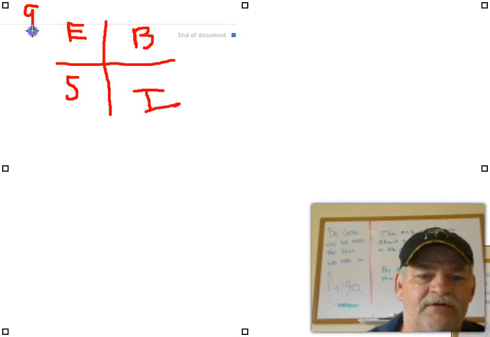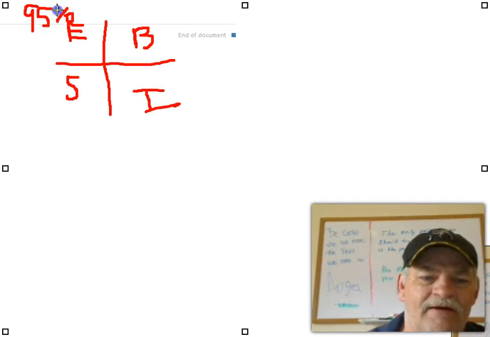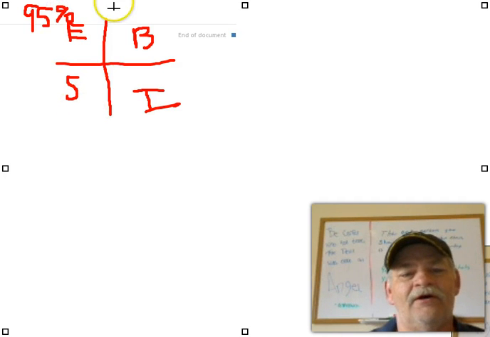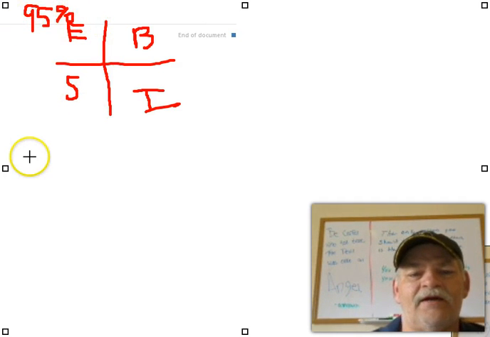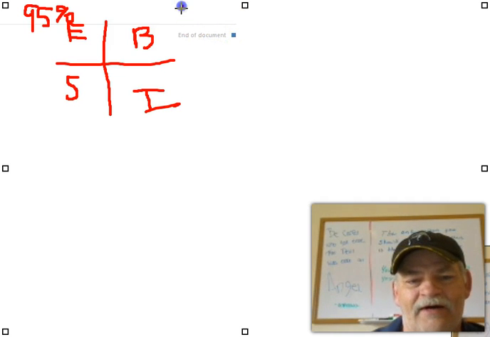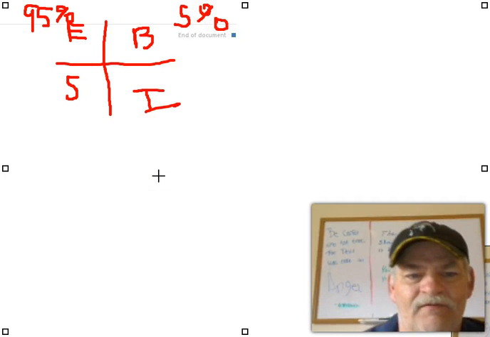Here's the thing. 95%, see if I can draw this. Told you I'm using that new tool. It's kind of hard to draw with. 95% of the people in America are on the left side of that quadrant. Only 5% are on the right side of the quadrant. Does that make sense? Very good.